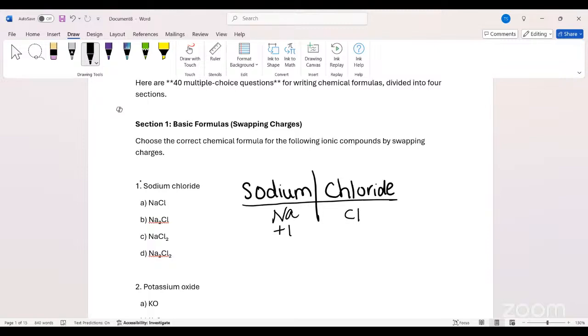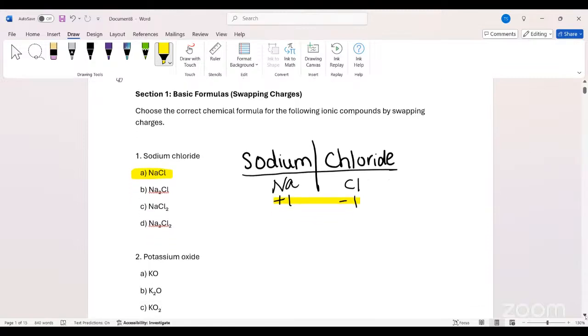Chlorine is in group 17. It has a -1 charge. So what this means is the charges, because they are the same, are going to cancel out, and you're going to end up with just simply NaCl, okay? Although the charges swap, because they're the same number, the numbers are going to go away. So our answer will be letter A, NaCl, okay? Again, we're going to keep doing these problems, so don't worry about asking whether we can do another one. Of course, we're going to do another one.